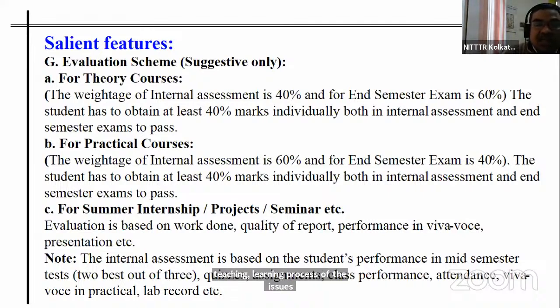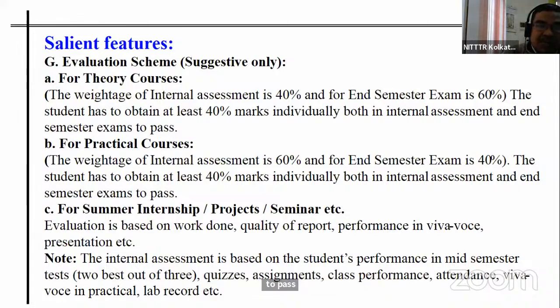Evaluation scheme, these are some of the suggestions. For theory course, the weightage for internal assessment is 40, and the end semester examination is 60. The student has to obtain at least 40% marks individually, both in internal assessment and also the semester examination, to pass. So this is one condition for theory courses.